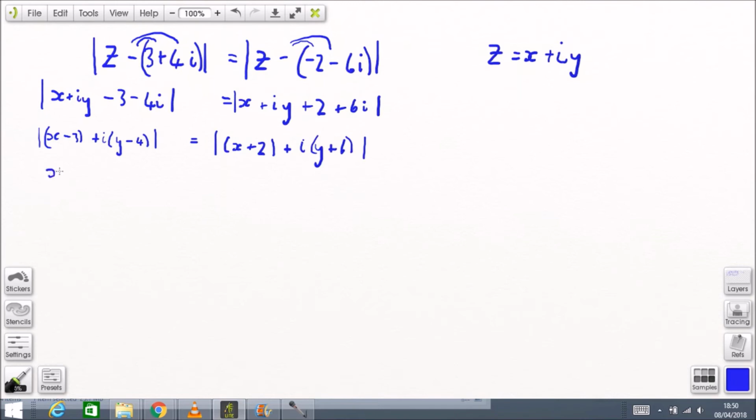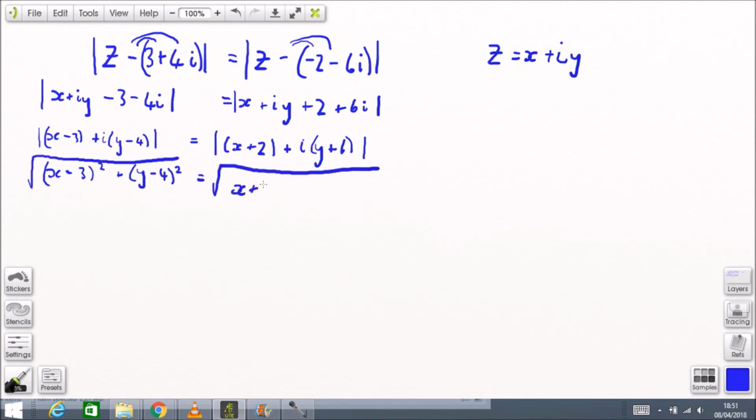Now, we established in the last video that the modulus or radius could be written as the square root of the real part squared and the imaginary part squared. So I'll do that here on both sides, and the next line I'll simply remove the square root from both sides. I'll square both sides and it will cancel off the square root.